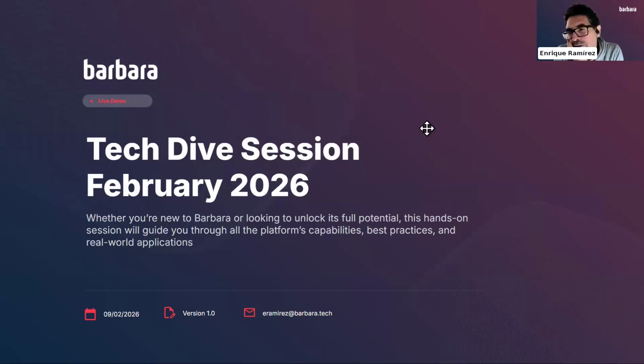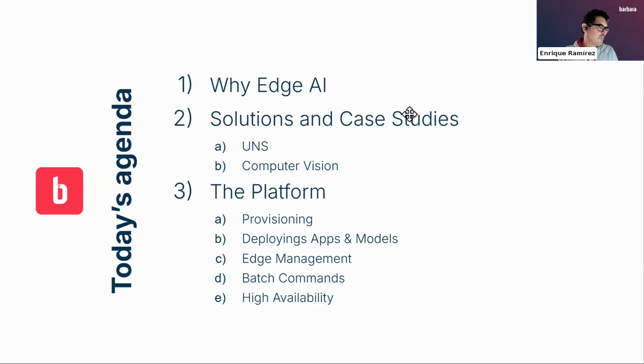Okay, so let's start then with this session on February. The tech dive, as you know, is a session that tries to help you to understand how the Barbara platform works. We normally see a couple of use cases. Today we are going to focus on one of them, which is the unified namespace, but we'll see also another one related to computer vision. Then we'll review an overview of the platform. Here we have the full agenda.